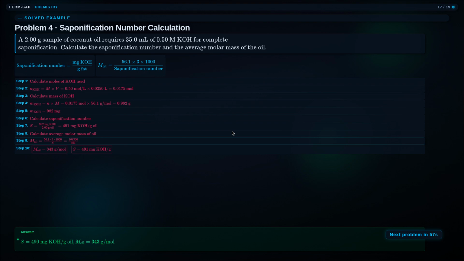Step 4. Calculate the average molar mass of the oil. Mass equals 56.1 times 3 times 1000 divided by 491. The answer is 343 grams per mole. The saponification number is 491.